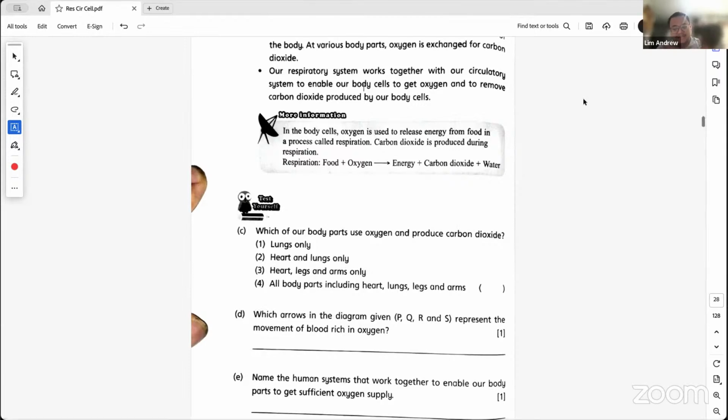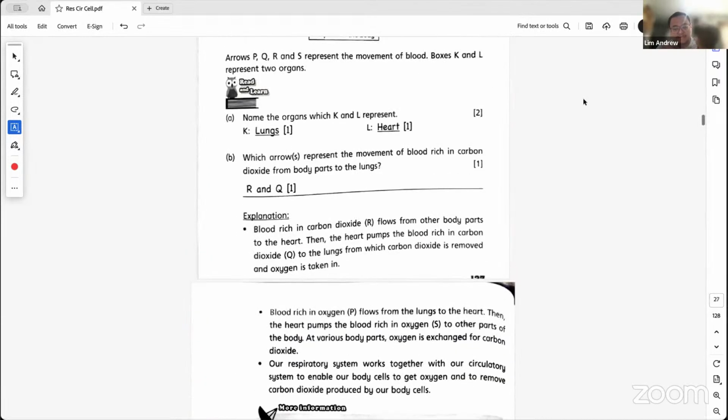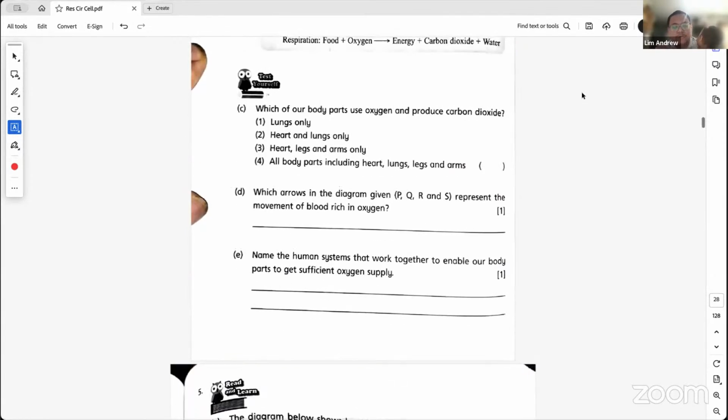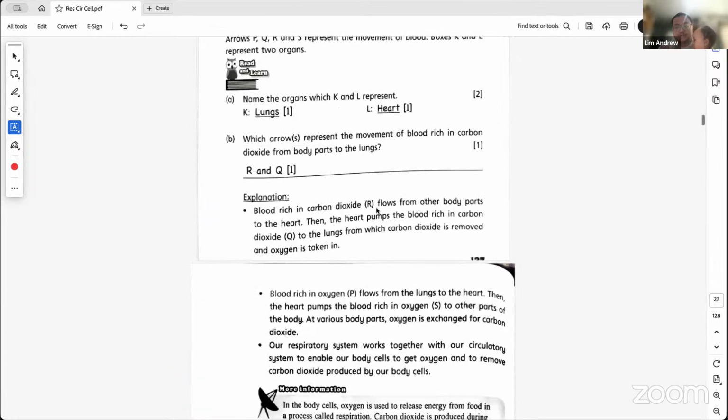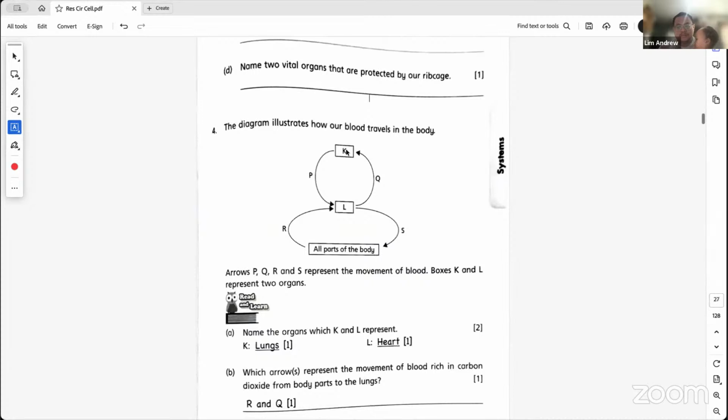All right. Next up. This question is, which arrow in the diagram PQRS represents the movement of blood rich in oxygen? Let's refer to the diagram now. So which of these arrows PQRS refers to the blood rich in oxygen? Any takers? All right, if not, I will explain now. Okay, for this case, right?